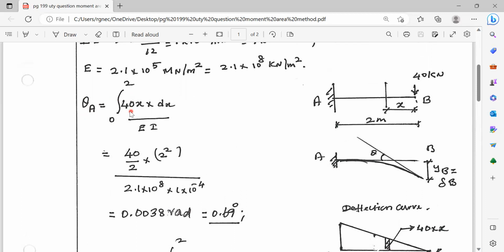Theta B is equal to 1 by EI times the area of the bending moment diagram, where the bending moment ordinate is 40x and the width of the strip is dx, integrated between 0 to 2. So it is 40 into x square by 2. For the upper limit, you substitute 2 square by 2. Substitute the values of E and I, then you will get 0.0038 radians. If you want to get the slope in degrees, multiply this by 180 and divide it by pi. This is equal to 0.69 degree.